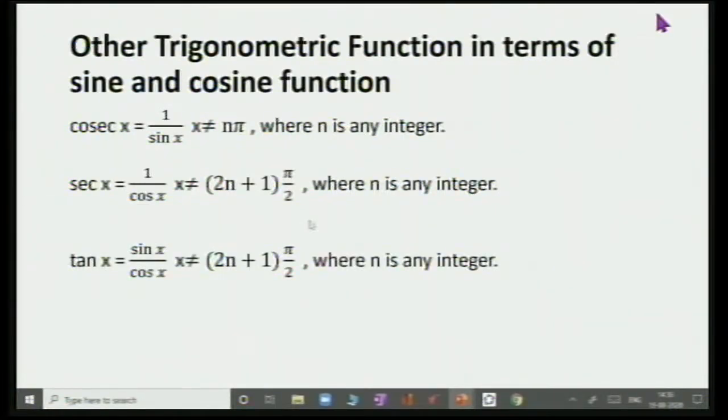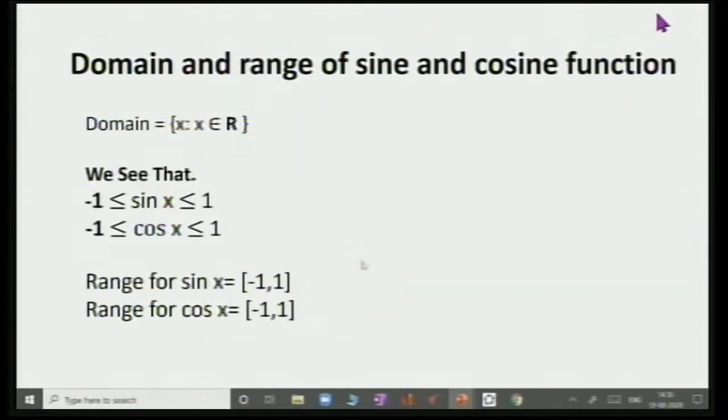Similarly, tan x is defined in terms of sin x and cos x, and cot x is defined in terms of cos x and sin x. As I told you, these are real valued functions, and for real valued functions we have graphs. How the graph is drawn, we discussed in the last session, but we are going to revise that also. Before that, we have seen what is the domain and range of sine and cosine function.